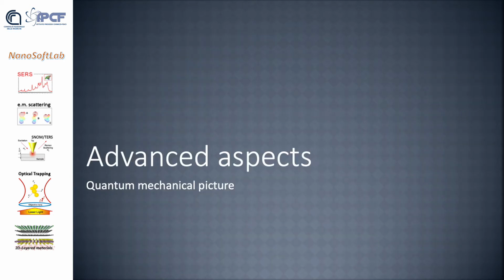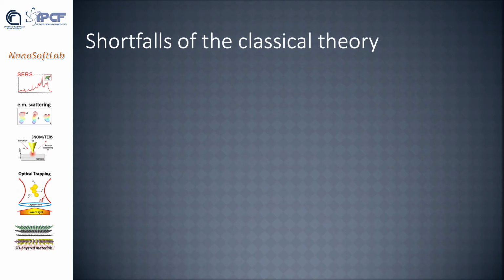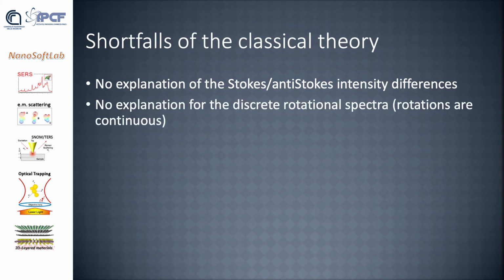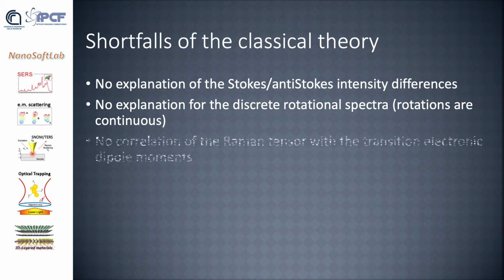In this final part of the lecture, I will describe some advanced aspects of Raman spectroscopy based on the quantum mechanical picture. The classical theory of Raman spectroscopy has some drawbacks. First, it is not able to explain the intensity difference that we see between Stokes lines and anti-Stokes lines. Secondly, there is no explanation for the discrete rotational spectra. In classical theory, rotations are continuous.